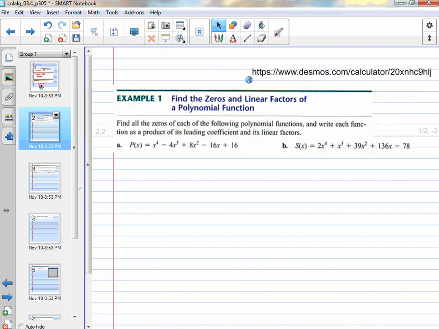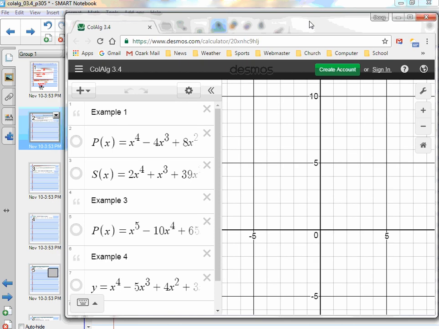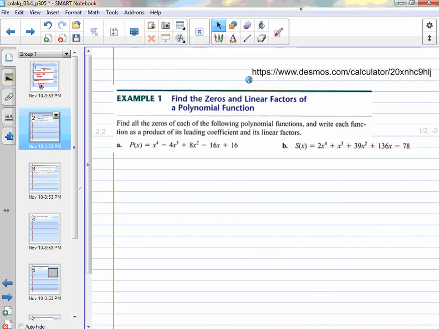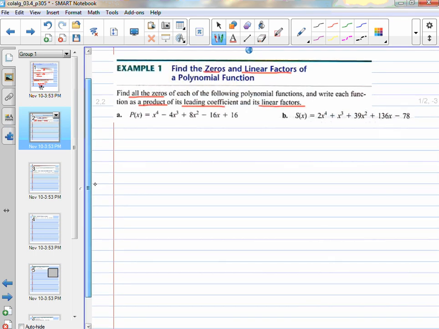Now, let's pull up the software. And we're even going to be going across the hall to do some work today. Let's see if I can find this. I already had it pulled up. We're going to be using Desmos here to help us do some things. Now let's come back over here. We're supposed to find the zeros and the linear factors of these polynomials. We want to find all the zeros of these things and then write it as a product of the lead coefficient and its linear factors. We'll see what that means as we go along.